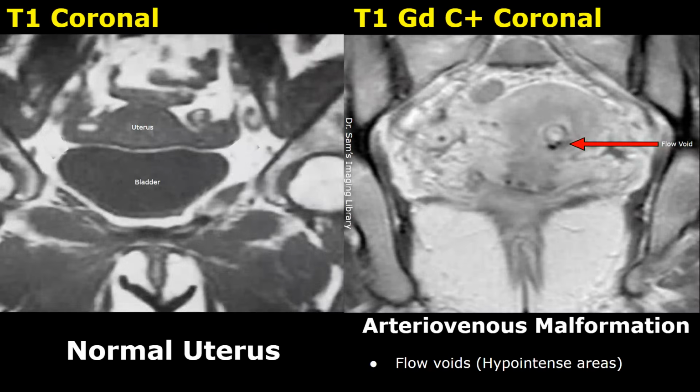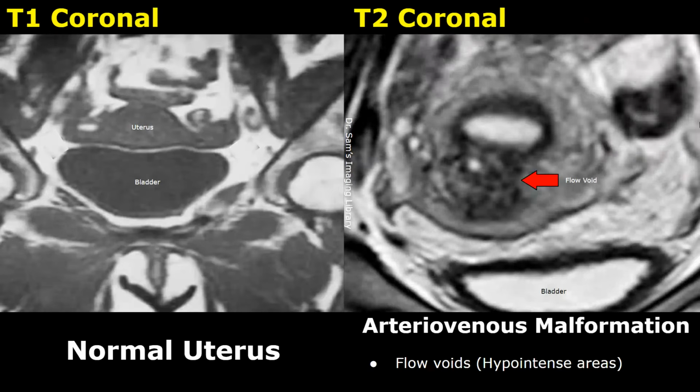This is a T1 gadolinium contrast sequence in coronal view. We can see these hypointense flow voids. Here is a T2 sequence in coronal view. These are the hypointense flow voids due to arteriovenous malformation.